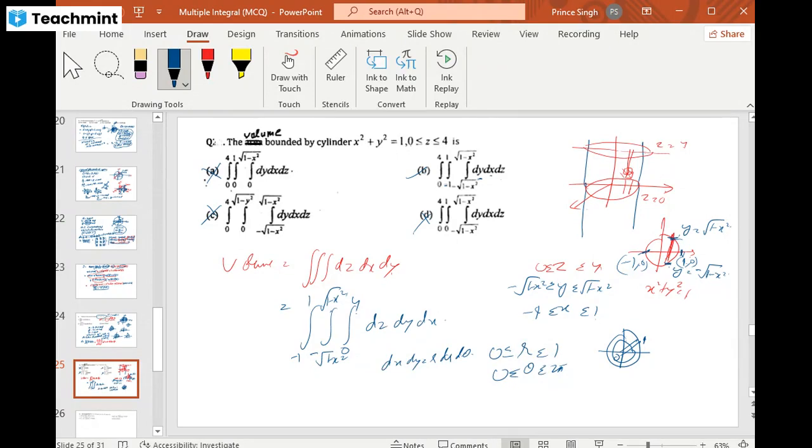So in the cylindrical polar coordinate system, it can also be written as the integral from 0 to 2 pi, 0 to 1, 0 to 4, of r dz dr d theta. This is the representation of the volume of the cylinder in the polar coordinate system, the cylindrical polar coordinates.